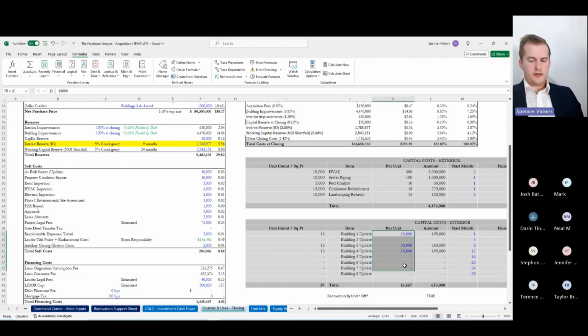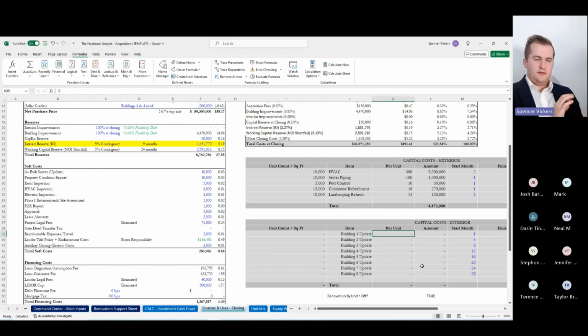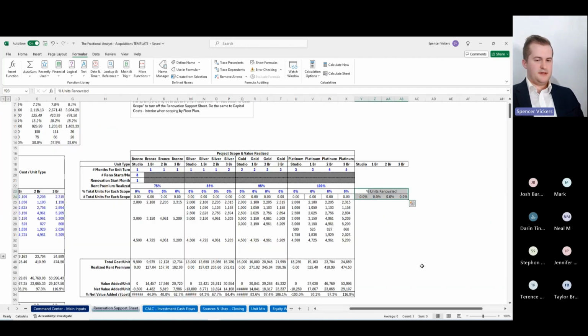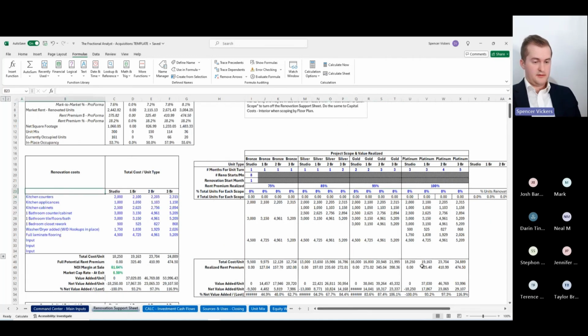So that is scoping by building. I would use that if this was my first look at the deal. You don't need to get into the nitty gritty of scoping by floor plan if it's a first pass. You're just trying to get a high level look and get comfortable with making an offer. If you get into the specifics of a deal and you think it's actually going to go through, I would certainly come through and try and look at this on a by floor plan basis.